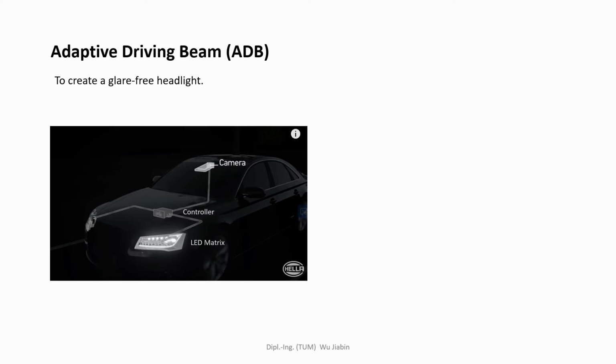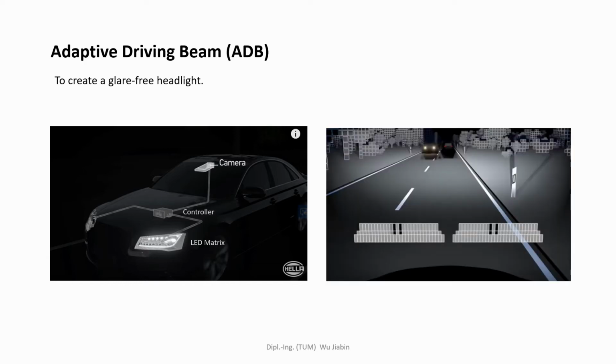In the latest ADB system, the whole lighting area is divided into multiple segments. Each segment is illuminated by one LED. Enabling or disabling the LEDs will change the shape of the lights. See here, if the LEDs of these two areas are turned off, then these two car heads will not be glared anymore, will not be dizzied.